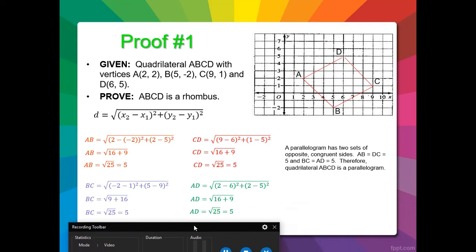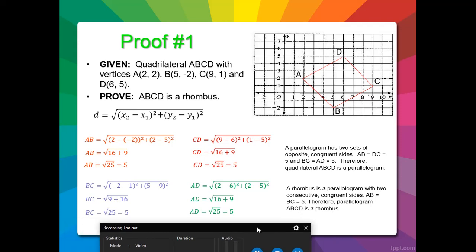Now I have to further prove that it's a rhombus. So I'm just going to add another statement now. I don't have to do any more calculations. But I'm going to start with a fact. A rhombus is a parallelogram with 2 consecutive congruent sides. We'll support it with our math. I chose AB and BC equaling 5, those 2 consecutive sides, but you can select any 2 consecutive sides. And therefore, parallelogram ABCD is a rhombus. So this is our first geometric proof.